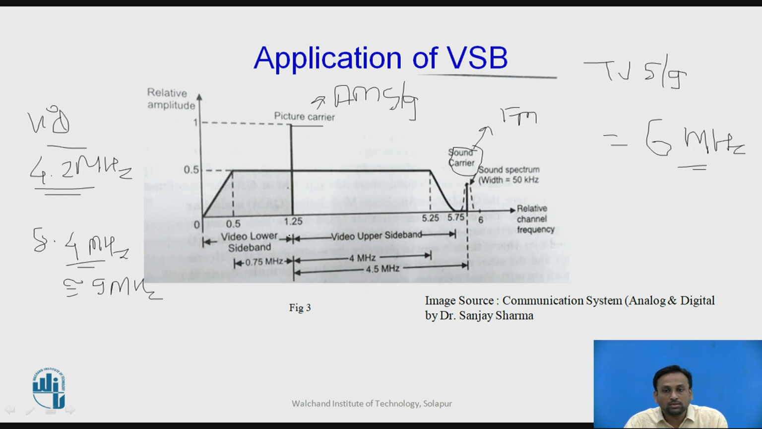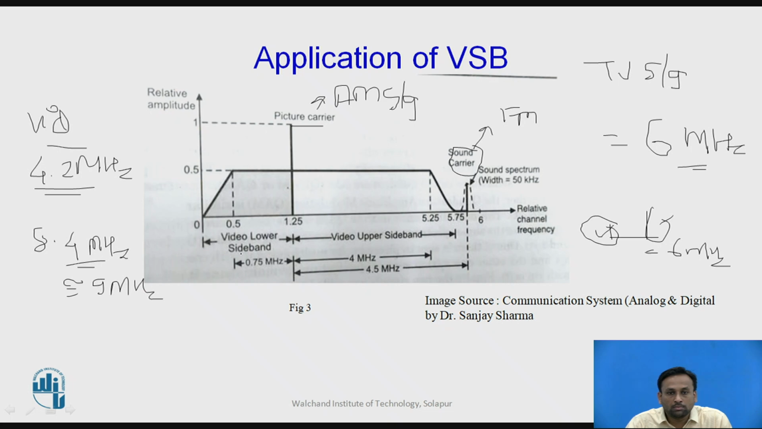So to reduce this bandwidth, what we have done is we send only one whole sideband and some part of the other sideband here. So that's why the reduction to 6 megahertz will be there. That is the reason we send only one sideband and some part of the other sideband. Even if some information is lost here, the information is the same in both sidebands. So if the information is lost in this sideband, you can take the information from this sideband here.